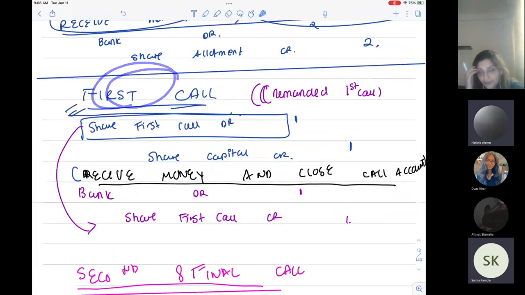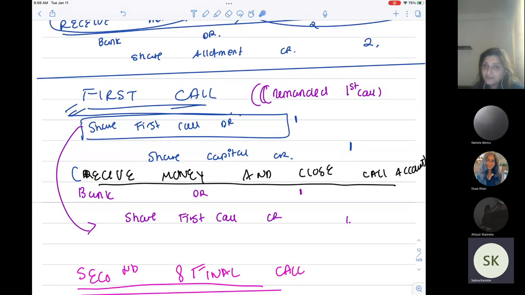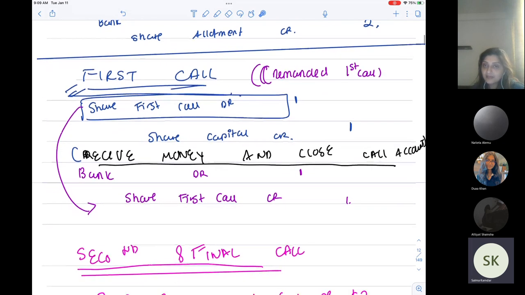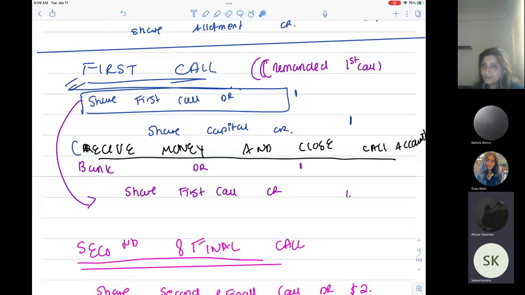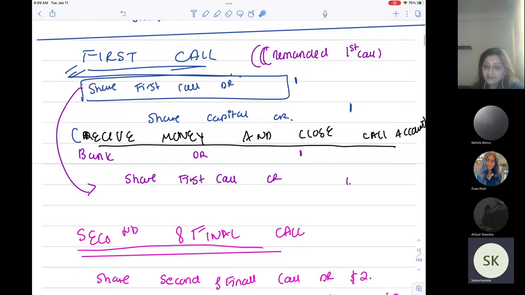Then the calls. Can you give me the entry for calls? Atiya, can you give me the entry for the calls? Natila, Atiya, Dua, I need the video on, please. Atiya, can you give me the entry for calls?